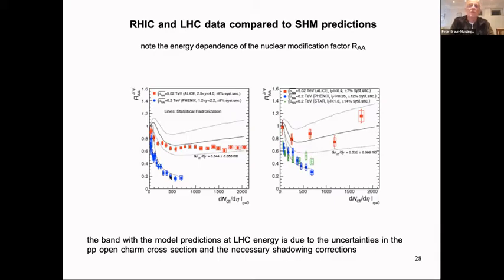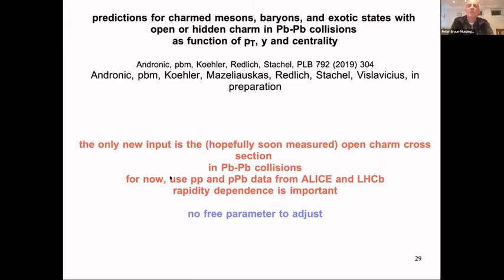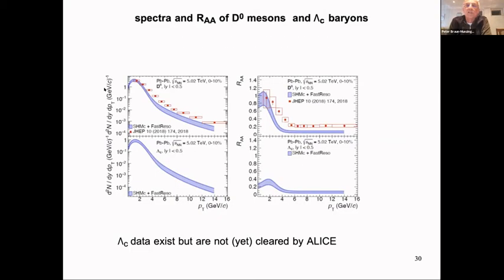That means one can actually go one step further and extend this prediction, not only for charmonia, but also for open and hidden charm, for all open and hidden charm particles in lead-lead collisions. There is a new collaboration here, and hopefully I will just share a few slides with it before I conclude. So you can see that with the statistical hadronization of charm, without any new parameters apart from the measured charm production cross section in pp collisions, we can really quite well describe all the data.